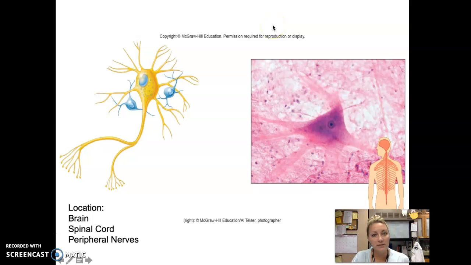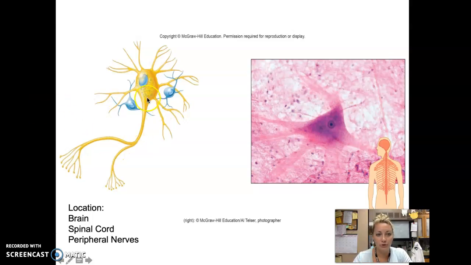So the only places that you find nerve cells would be in the brain, in the spinal cord, and your peripheral nerves. But aren't there nerves that go to our skin and all of those places? Yes, there are. This is a generalized nerve. Later on, we'll find that a lot of them look different.